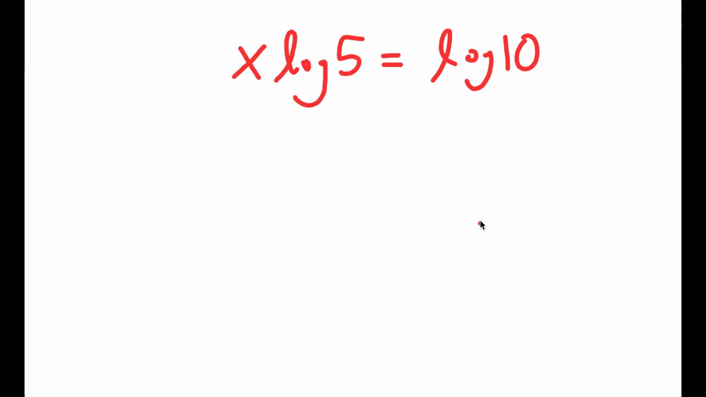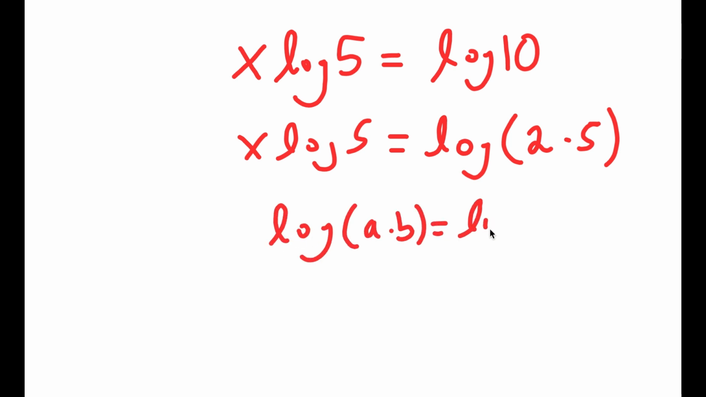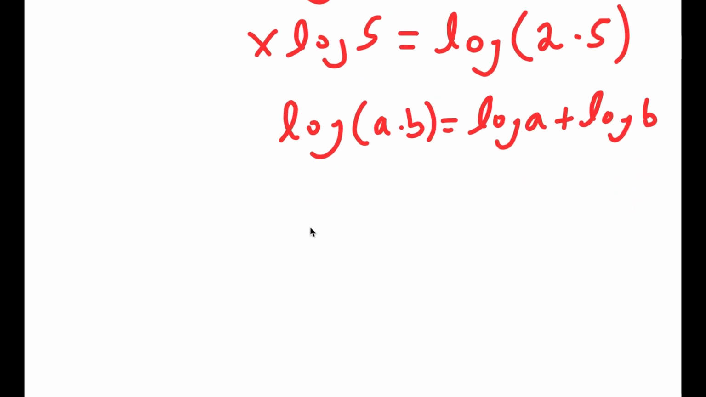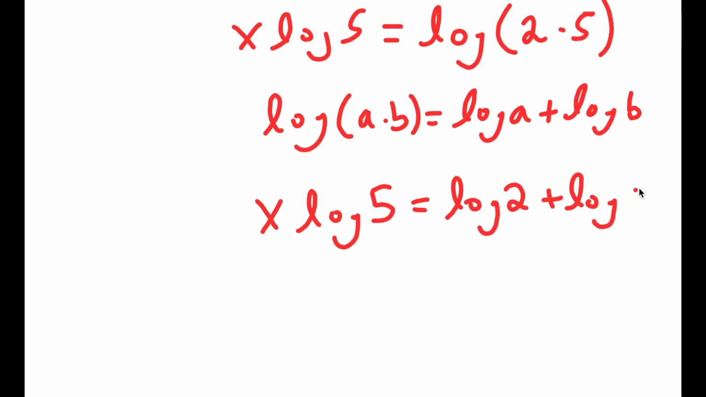So now I want to simplify this. So log 10, I'm going to simplify to log of 2 times 5, because 10 is equal to 2 times 5. And now if I have something in the form log of a times b, this is equal to log a plus log b. So log of 2 times 5 is going to equal log 2 plus log 5.